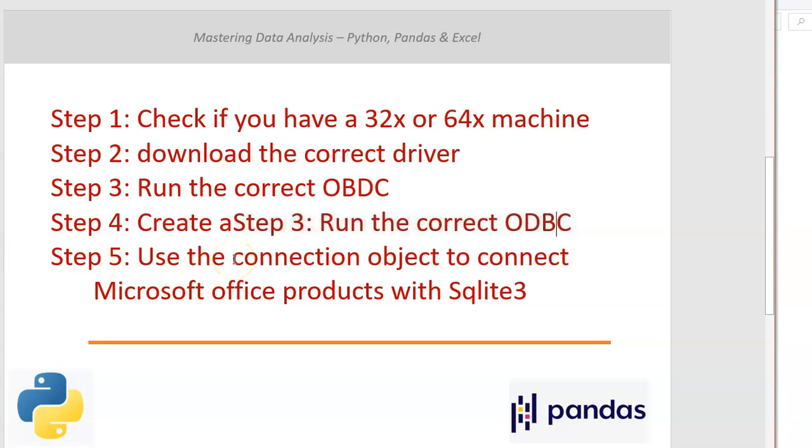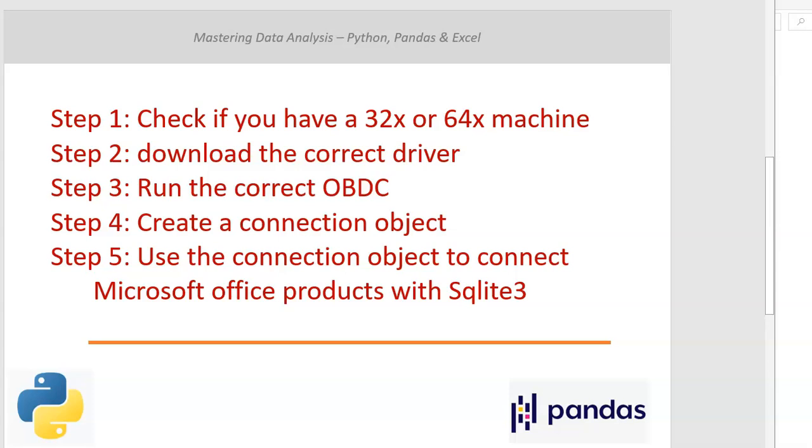If I break down the steps, I think first you need to know what type of machine you have. You then need to download the correct version of the driver. Then you need to know how to run the correct ODBC, and then you need to create a connection. Once the connection is created, you can just use that within Microsoft products. So let's go through it step by step.